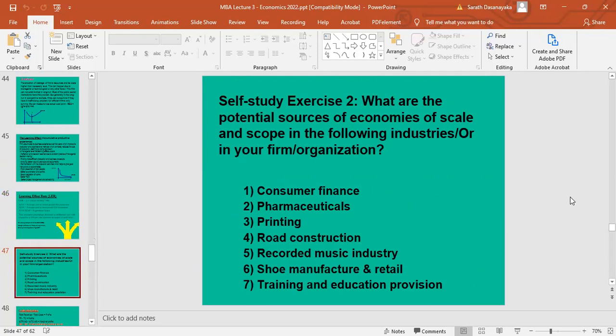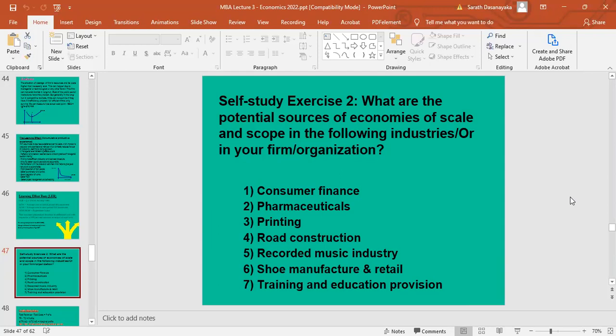Now we can go for another self-study exercise. What are the potential sources of economies of scales and scope in the following industries? In your own organization, let's assume that you are working in telecom, or maybe Holcim, or Dialog, or maybe Virtusa. Then you can see what economies of scales and scope are available in your firm and how far you are utilizing them. What is your advice to the management to utilize them further to reduce the cost?